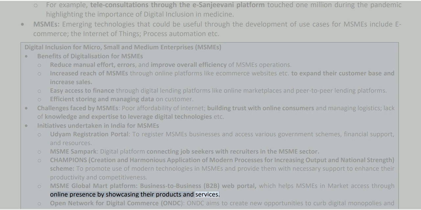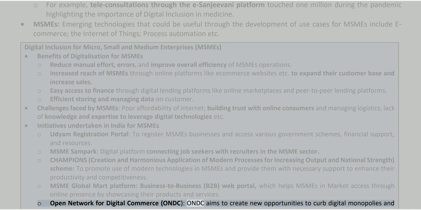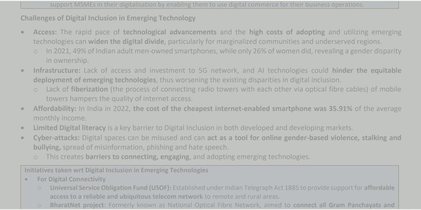Open Network for Digital Commerce, ONDC. ONDC aims to create new opportunities to curb digital monopolies and support MSMEs in their digitalization by enabling them to use digital commerce for their business operations. Challenges of digital inclusion in emerging technology.